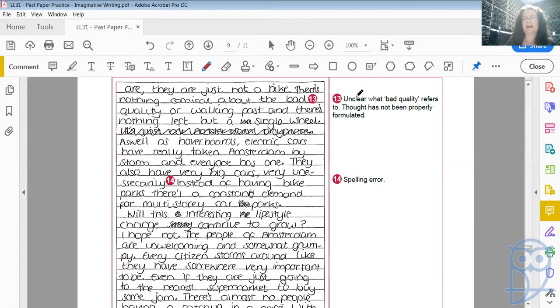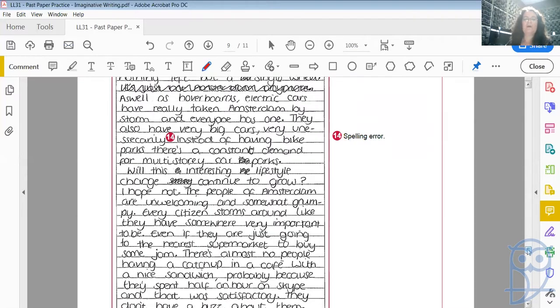So here the examiner said it's unclear what bad quality refers to, the hoverboards or the bikes you used to see in the past that you could have a laugh at. It's unclear, it's ambiguous. So the thought has not been properly formulated. Okay? And this is the kind of thing that you need to pick up when you edit your answer that you've written. All right, so as well as hoverboards, electric cars have really taken Amsterdam by storm, and everyone has one. They also have very big cars, very unnecessarily. Instead of having bike parts, there's a constant demand for multi-story car parks.